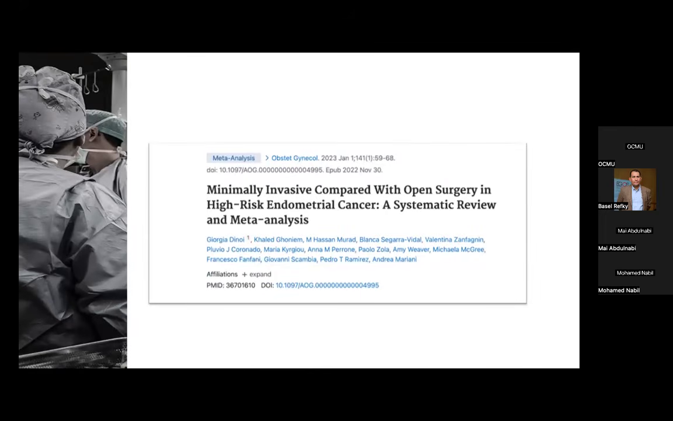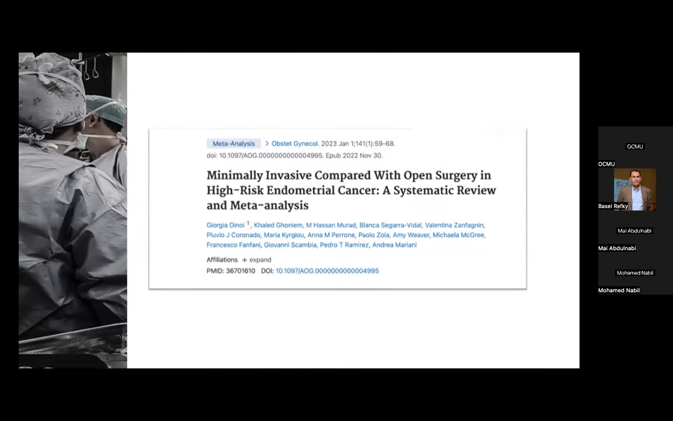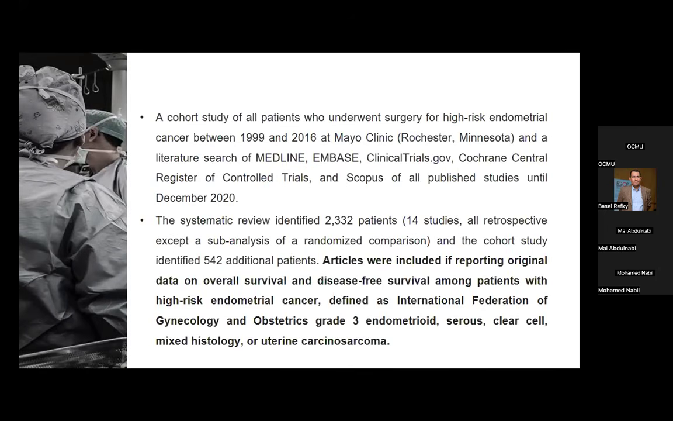This one is a large systematic review, a very interesting one between the Italian and the American groups, that included the patients in the Mayo Clinic from 1999 to 2016. The systematic review identified about 2,300 patients. The articles were included if reporting original data on overall survival and disease-free survival among patients with high-risk endometrial cancers.